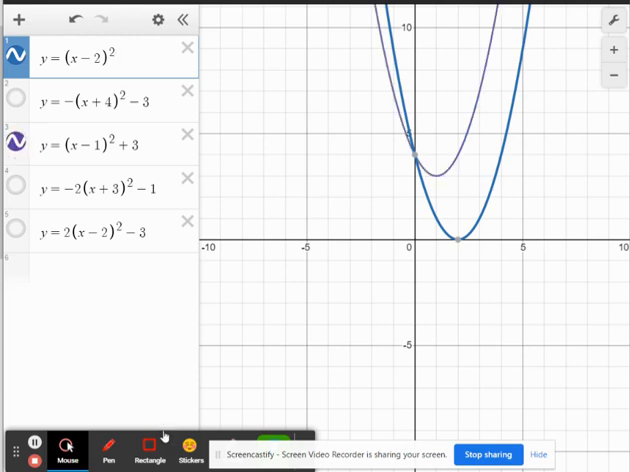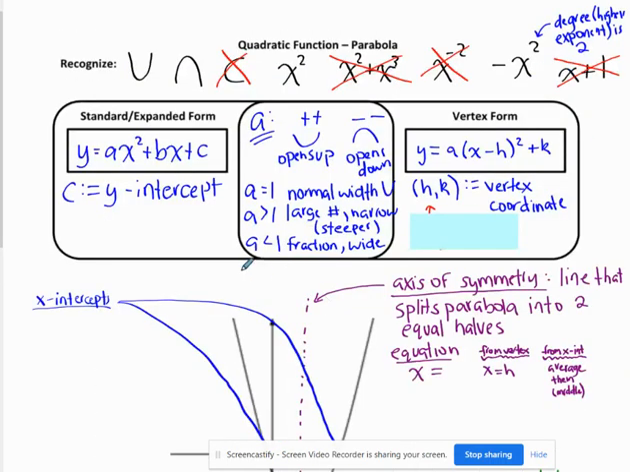So that would be this guy here. So x minus 1 squared plus 3. So here I have my vertex at 1, 3. So +1, 3. Even though it looks like it should be -1, for that one we have to take the opposite sign. So +1, 3 is where my vertex is.